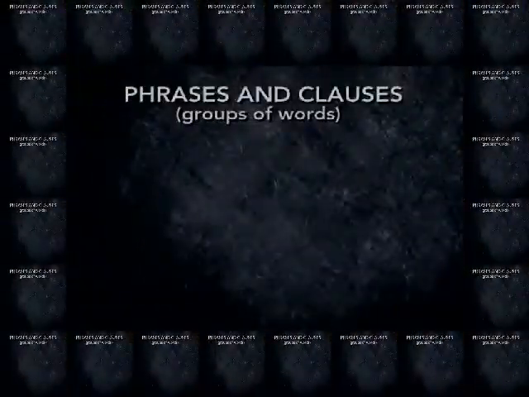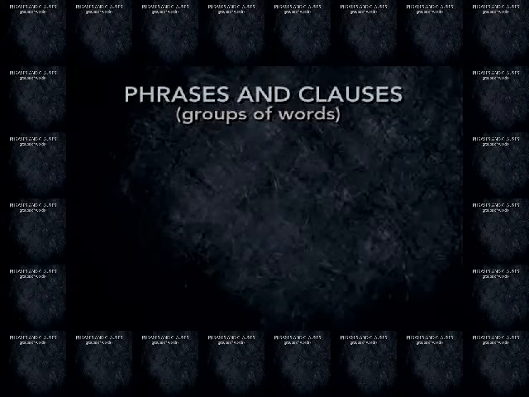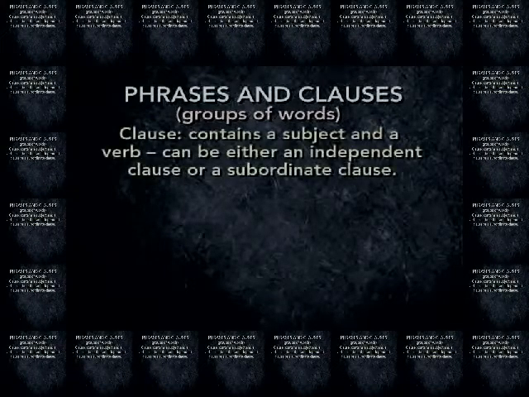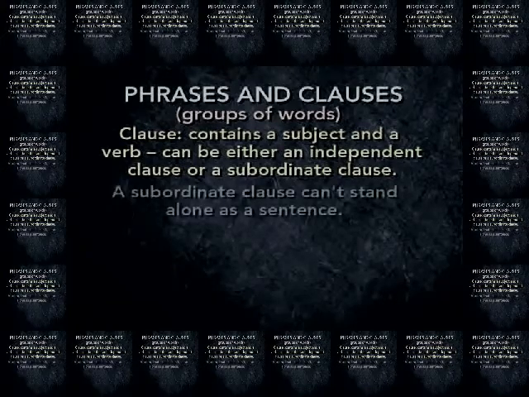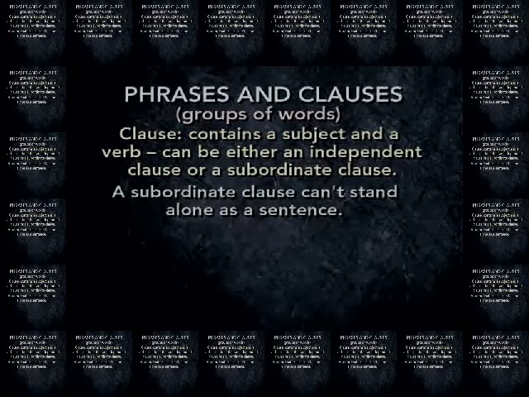So far, we've been talking about the use of single words as modifiers, namely adjectives and adverbs. Sometimes groups of words can be used as modifiers, specifically phrases and clauses. Now, if you've watched the program in this series that deals with sentence structure, then you're familiar with phrases and clauses. Both phrases and clauses are groups of words. The main difference between them is that a clause contains a subject and a verb. And a clause can be either an independent clause or a subordinate clause. A subordinate clause can't stand alone as a sentence.